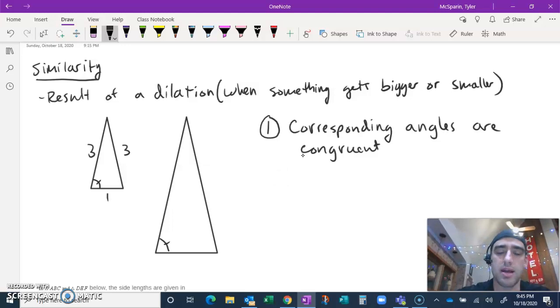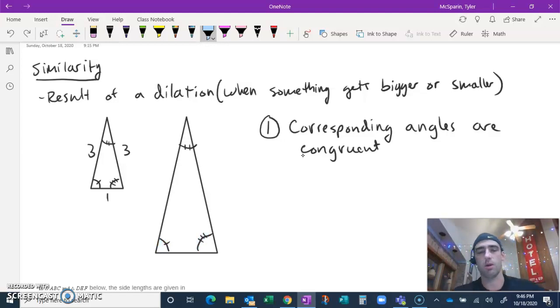same as this angle here down in the bottom left. And this angle up in the top is exactly the same as this angle up here in the top. And this angle down here in the bottom right is the same as this angle down here in the bottom right. Now, I know it's an isosceles triangle, which means that technically these two are the same, but for the sake of corresponding angles, let's just not worry about that right now.